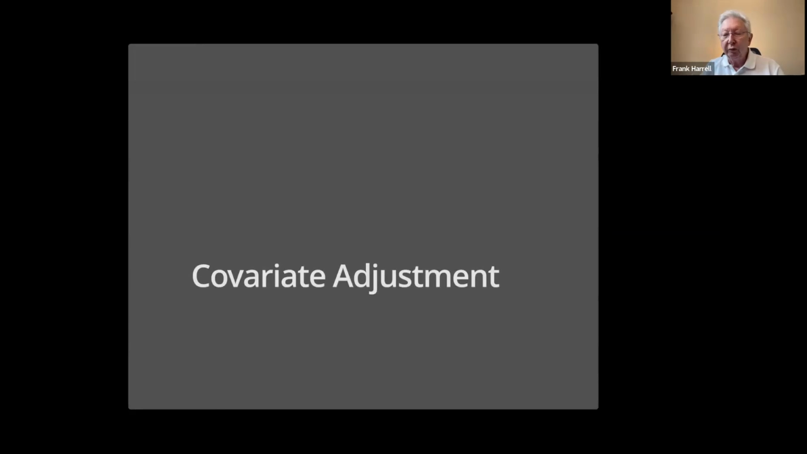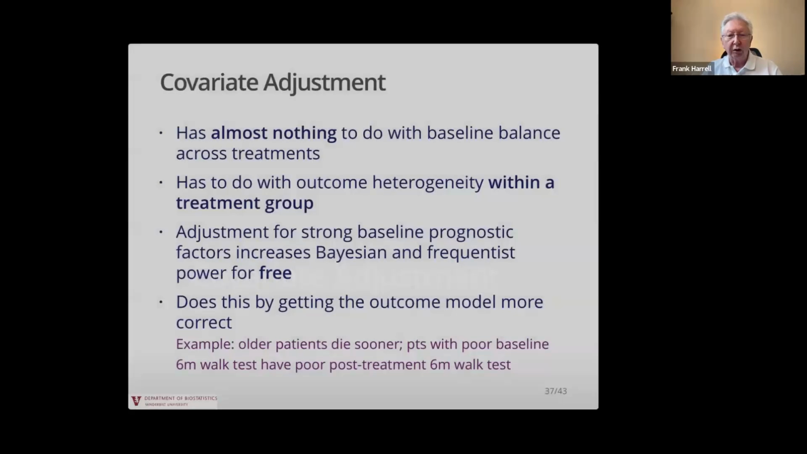I'm going to very briefly cover this topic. This is something where you get something truly for free. And this is still poorly understood, that covariate adjustment is a way to gain power no matter what your outcome variable is. And whether you're using Bayesian or frequentist, it doesn't matter. So covariate adjustment has almost nothing to do with baseline balance in a randomized study. It has to do with outcome heterogeneity.